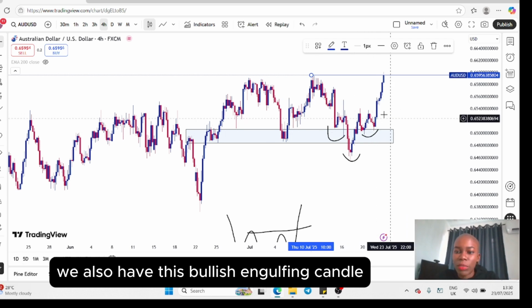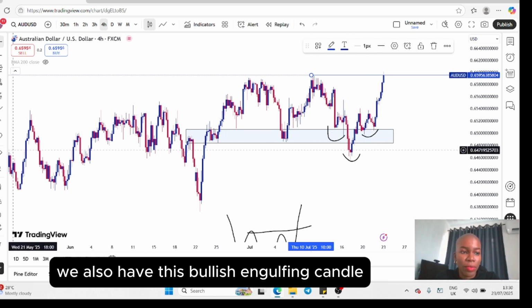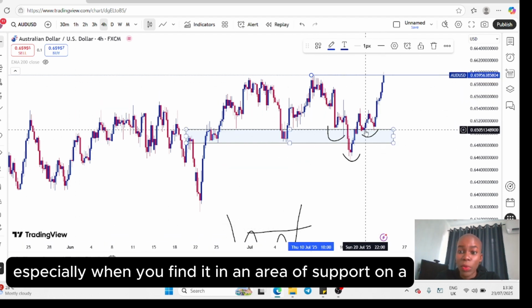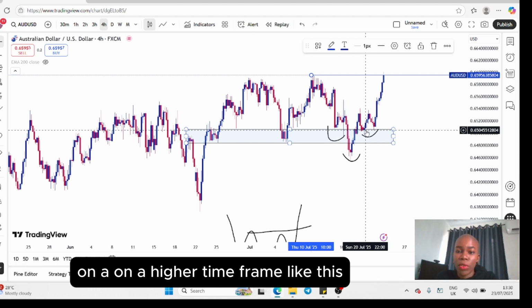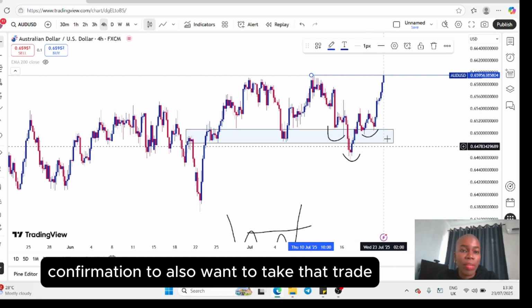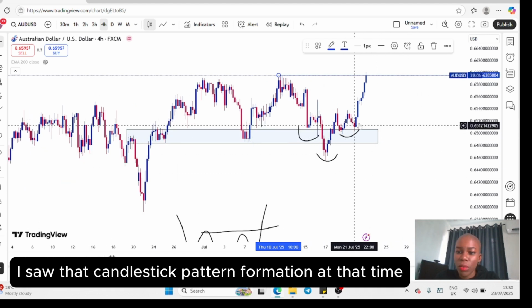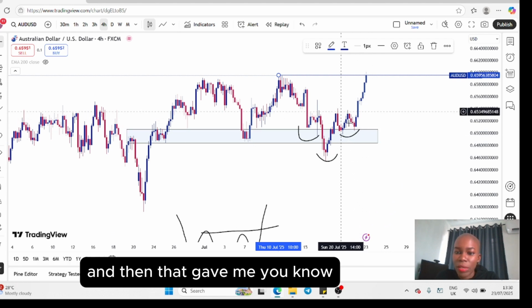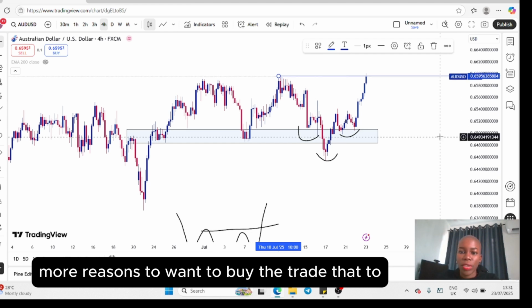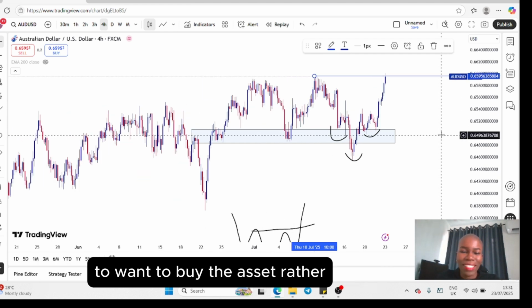So look at this. We also have this bullish engulfing candle. So if you know what a bullish engulfing candlestick pattern is, especially when you find it in an area of support on a higher time frame like this, it's a good confirmation to also want to take that trade. So I saw that candlestick pattern formation at that time, and that gave me more reasons to want to buy the asset.